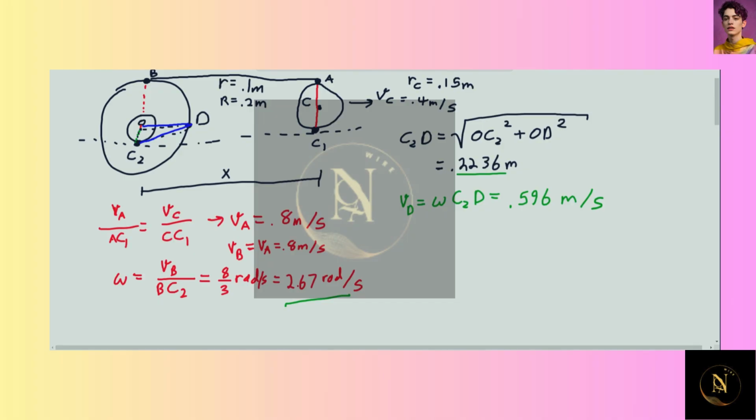And just to note really quick here, we have to look at which direction D is moving, and D will be moving down to the right, kind of like that.